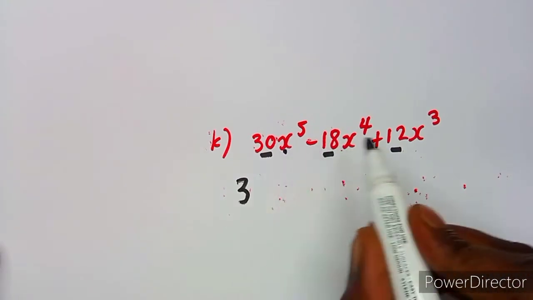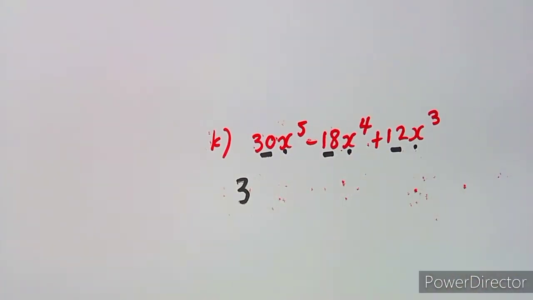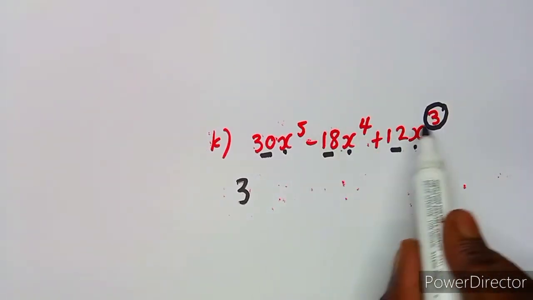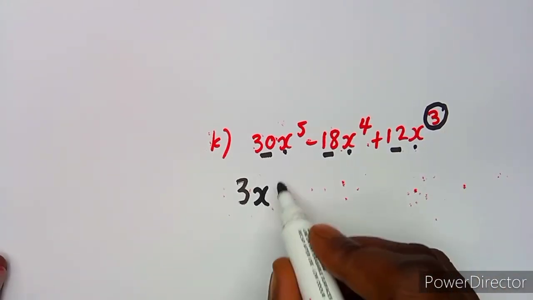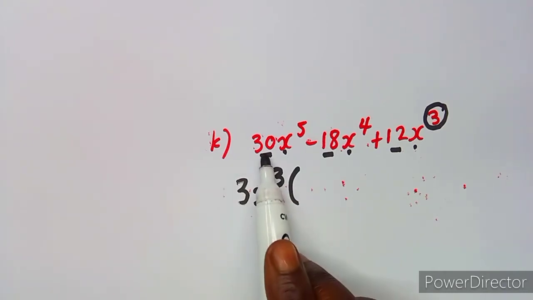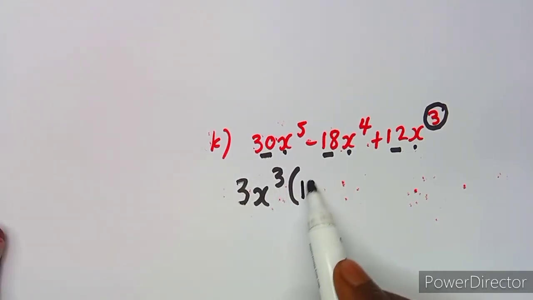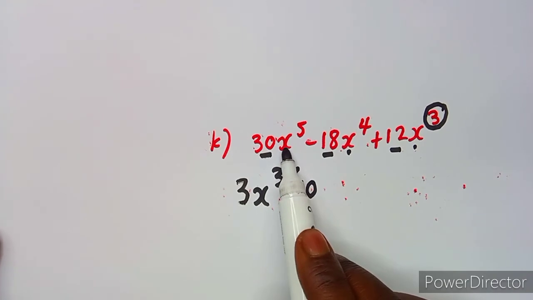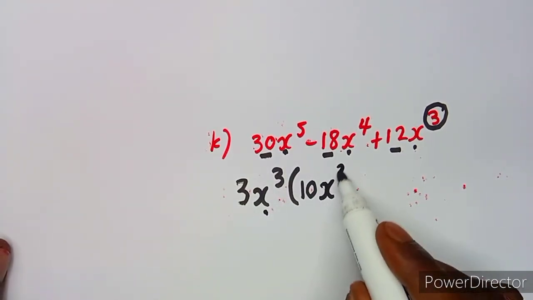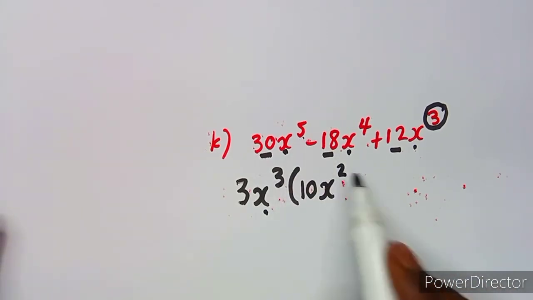And we've got x here, x here, x is also common, but we say the highest common factor is the one with the smallest exponent, which is 3. Because this is 4, this is 5, the smallest is 3. So you're going to factor x to the exponent of 3 like that. So it's 3x to the exponent of 3. So let's divide 30 divided by 3, that is 10. X to the exponent of 5 divided by x to the exponent of 3, we are going to have x to the exponent of 2, because it's 5 minus 3, which is 2.